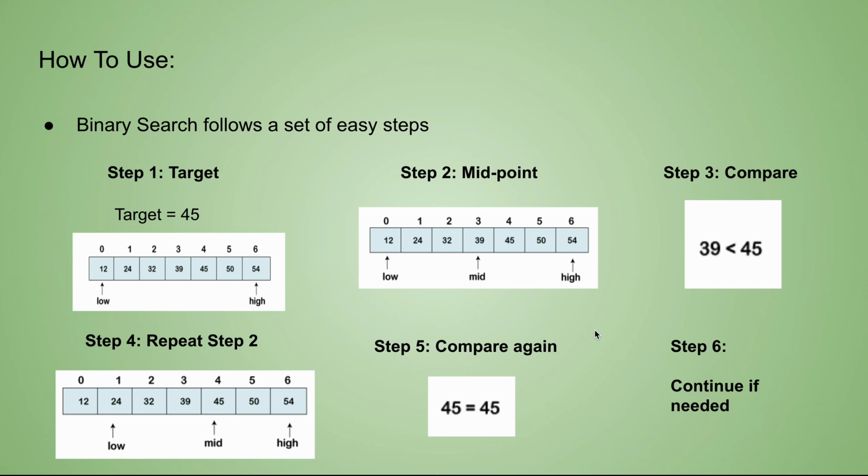If your item is bigger than the value of the midpoint, you will be working to the right of the midpoint. The index to the right of the midpoint will be your new lowest value. It's like creating a new sub-list or array. If your item is smaller than the value of the midpoint, you will be working to the left of the midpoint. The index to the left of the midpoint will be your new highest value.